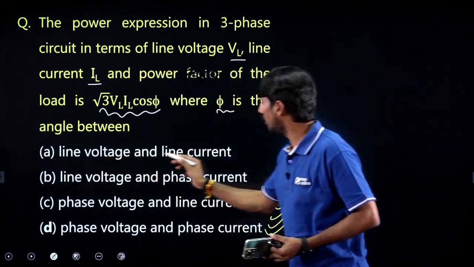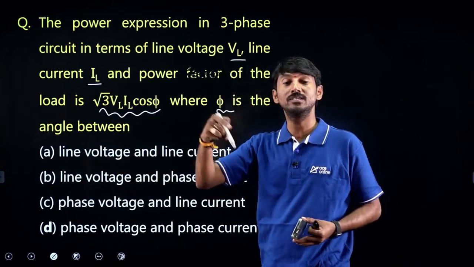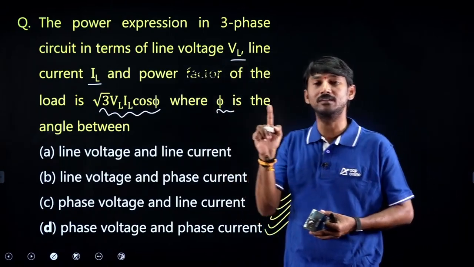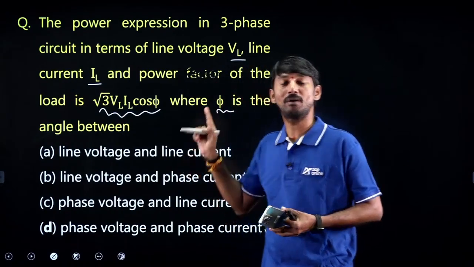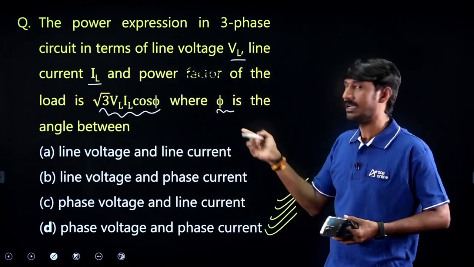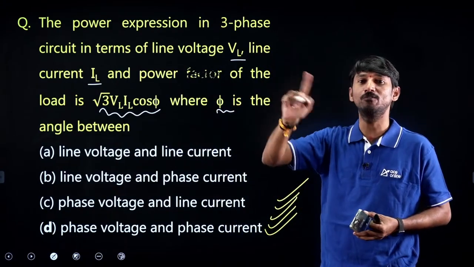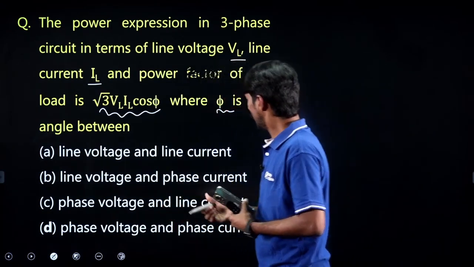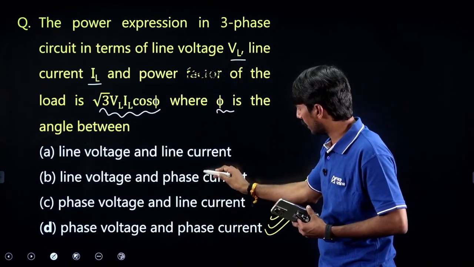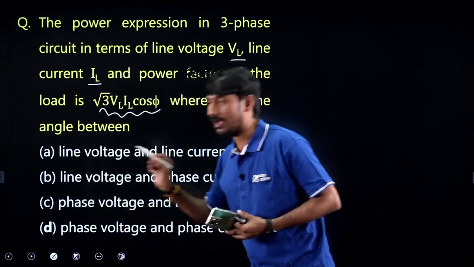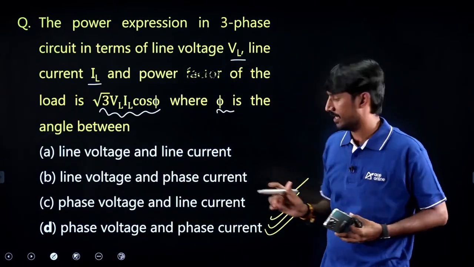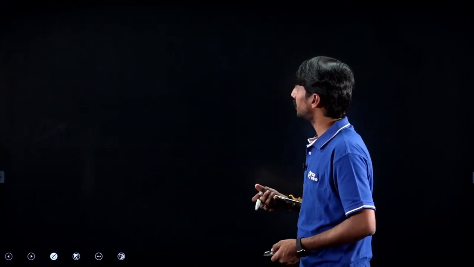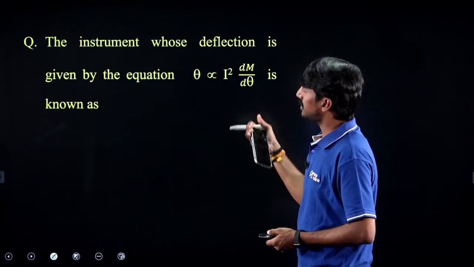Generally, we think line voltage, line current. No. The basic approach is phase voltage and phase current only, because load must generally be taken in per phase notation. The power factor angle is between V phase and I phase only. Not line. Between these two there is no confusion; only option A or D. Generally confusion will be there, but the answer is phase voltage and phase current only.